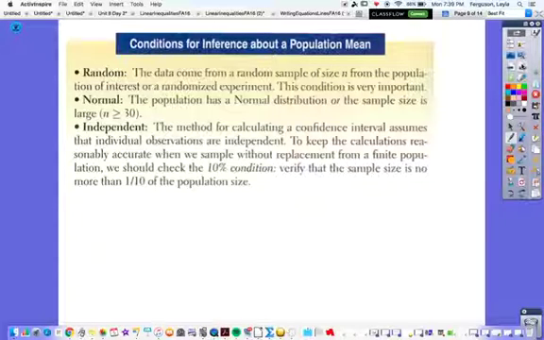And the third thing is that it's independent. The method for calculating a confidence interval assumes that individual observations are independent. To keep the calculations reasonably accurate, when we sample without replacement from a finite population, we should check the 10% condition and verify that the sample size is no more than 1/10 of the population size.